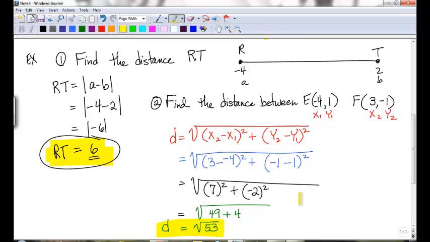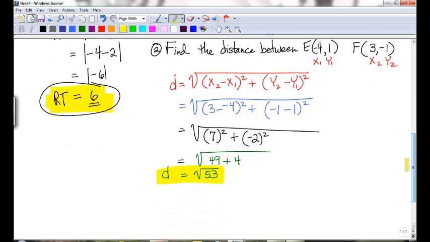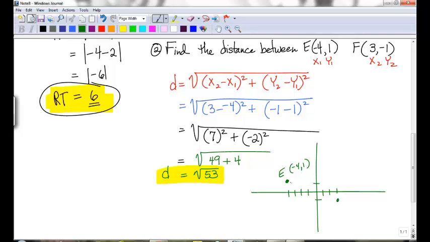Okay. Now, those of you going for the perfect grade on your test, you would want to check this. So you'd go on your graph paper and you would graph E is negative 4 and up 1. And it's negative 4, 1. F is 3 and down 1. And you want to know what's this distance. Okay, so you do a vertical line and you do a horizontal line through there. Should have gone through that line.